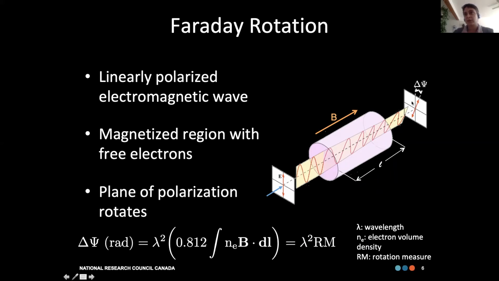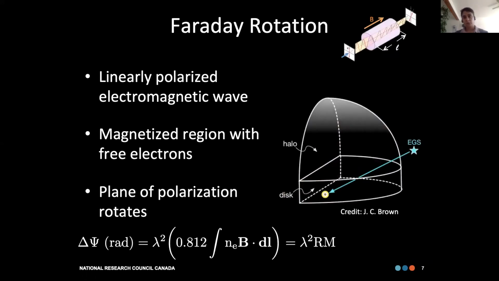plane of polarization rotates, and the amount of rotation is given by this formula, where lambda is the wavelength of the electromagnetic wave, Ne is the electron volume density in the region, B is the magnetic field in the region, and dl is the path length that the electromagnetic wave is going through. And the quantity in parentheses is known as rotation measure. So if we have information about rotation measure, we can get information about the magnetic field of the region.